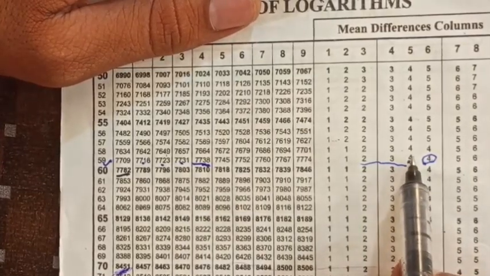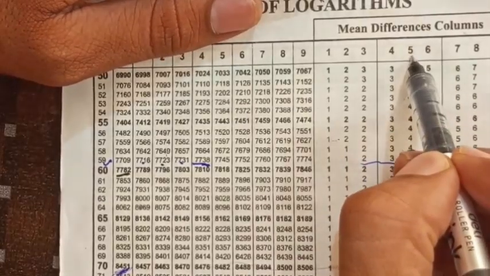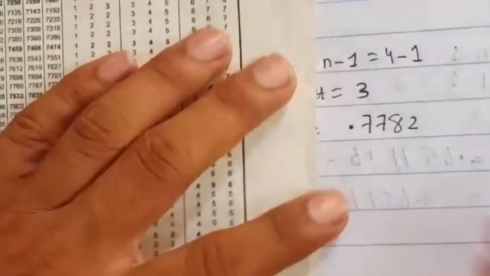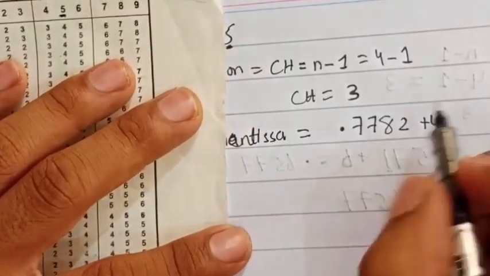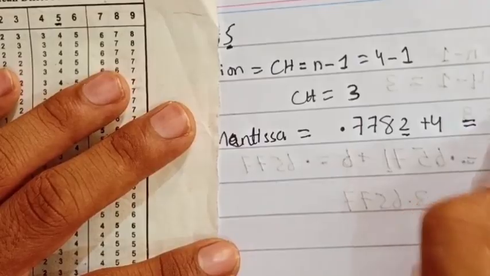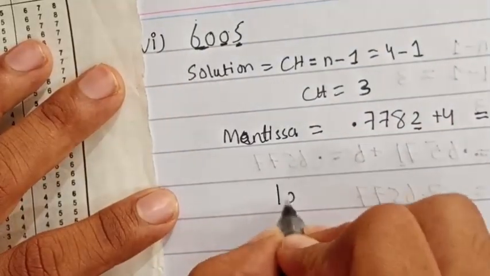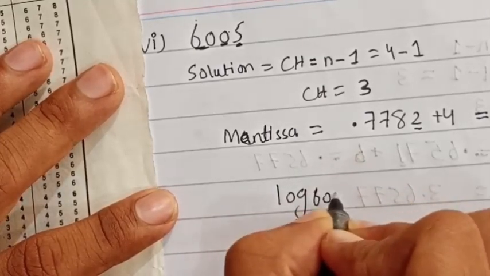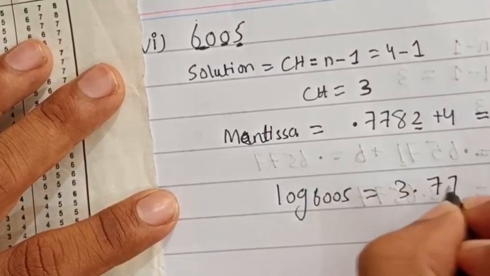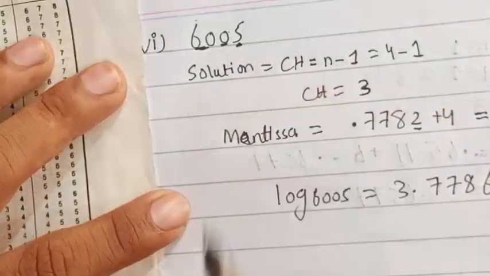See here, what is the value of 60 in column 5? That is 4. In the mean difference column 5, the value of 60 is 4. So I will add plus 4 to the last number. It will be 0.7786. So my logarithm value, the log of 6005, will be 3.7786.